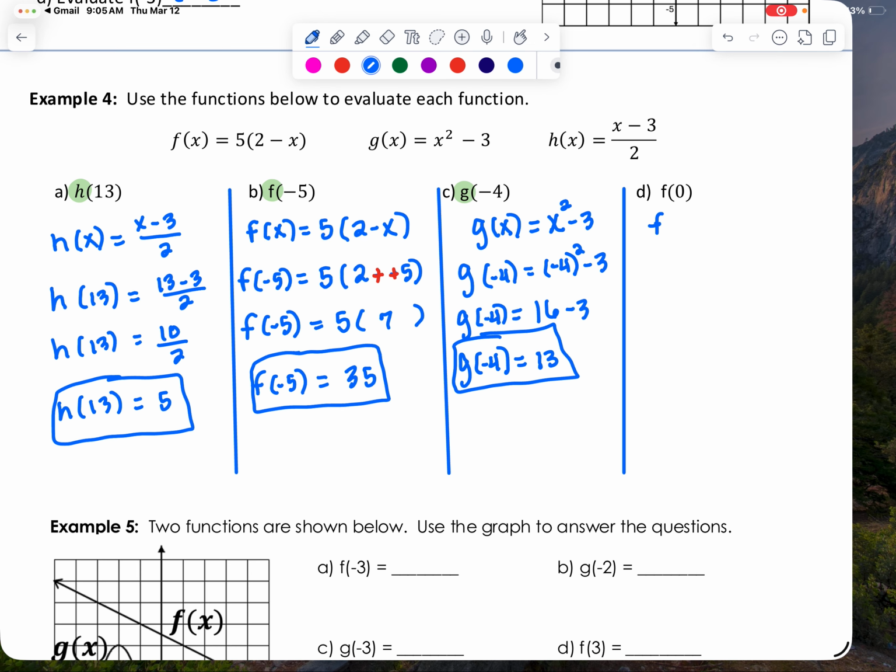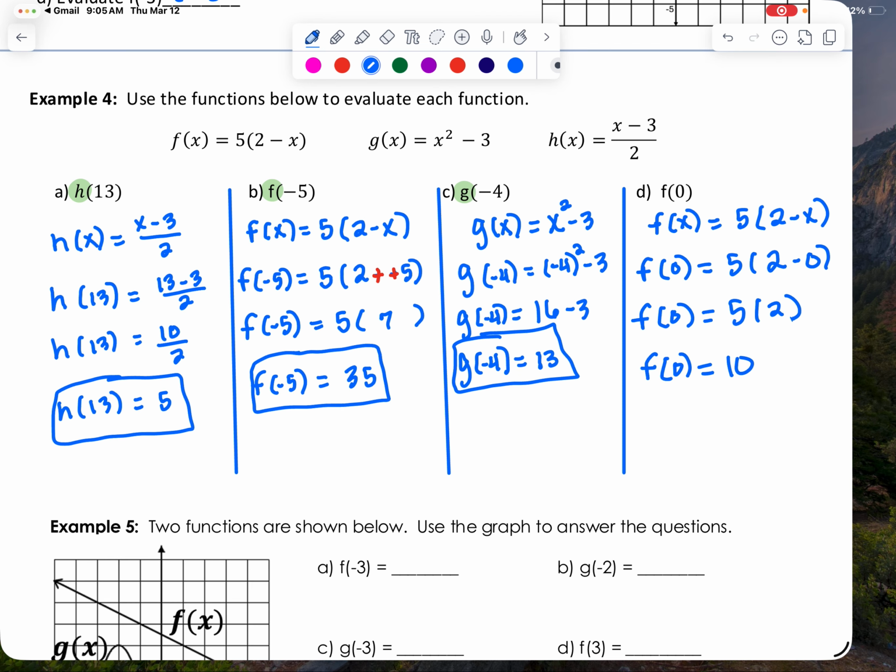The first thing I wrote down is the function rule for function f, which is 5 times the quantity 2 minus x. So f of 0 is equal to 5 times the quantity 2 minus 0. So f of 0 equals 5 times 2. So f of 0 is equal to 10. If necessary, pause the video to correct anything that you might have gotten wrong.